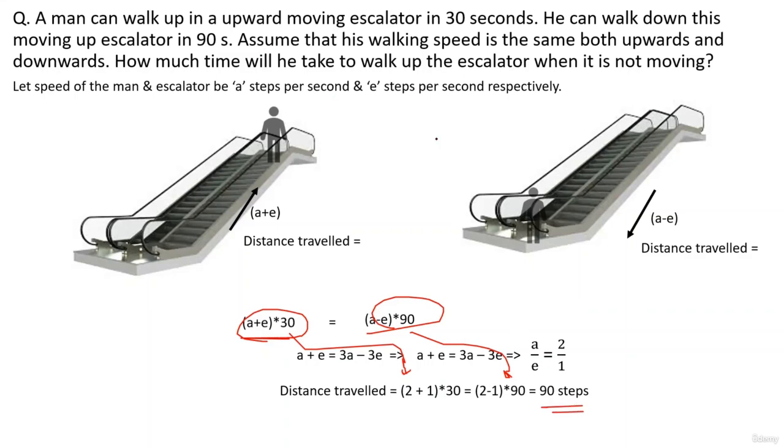How much time will the man take when the escalator is not moving? That means his speed is equal to 2 units per second, 2 steps per second, right? So how much time will he take? 90 upon 2, 45 seconds.